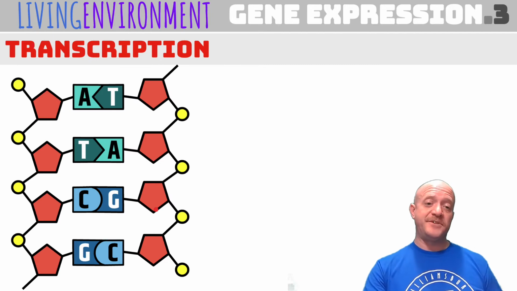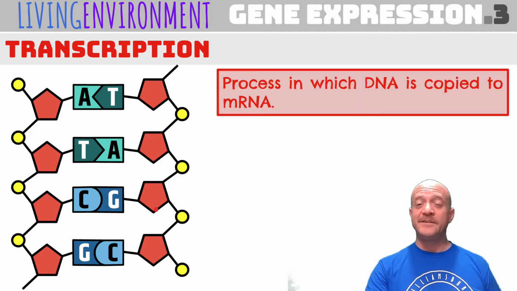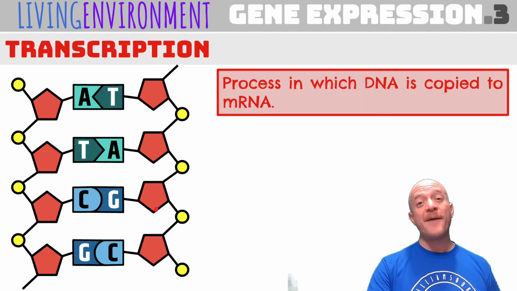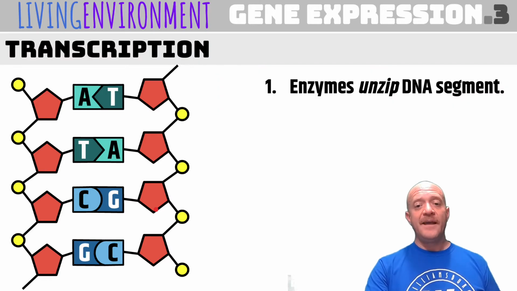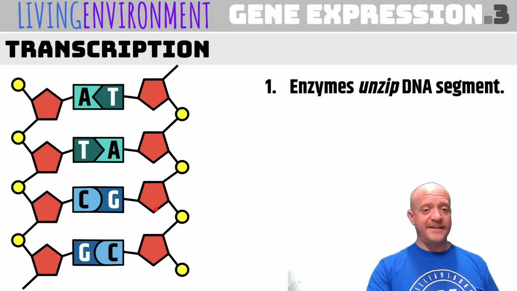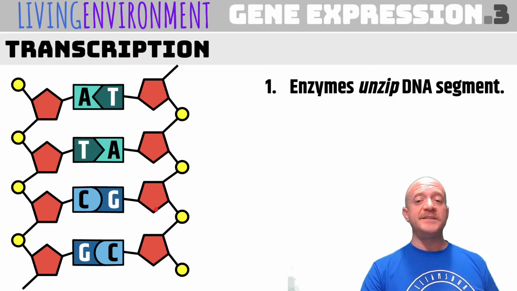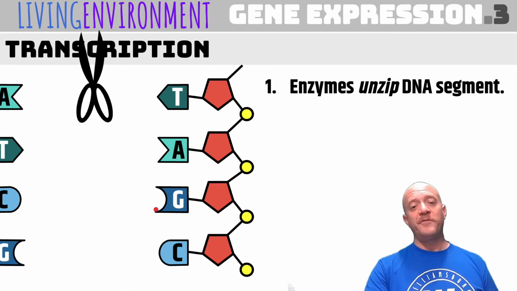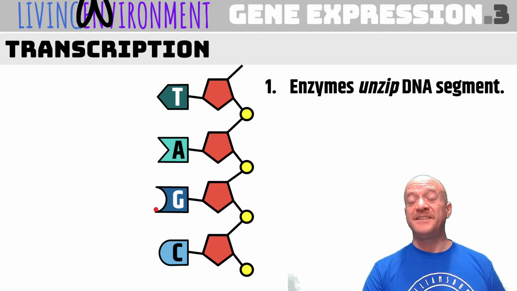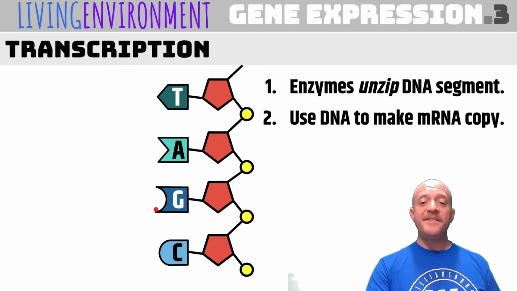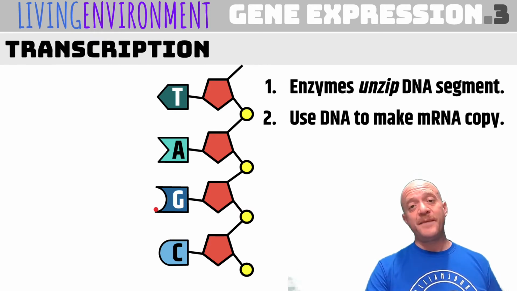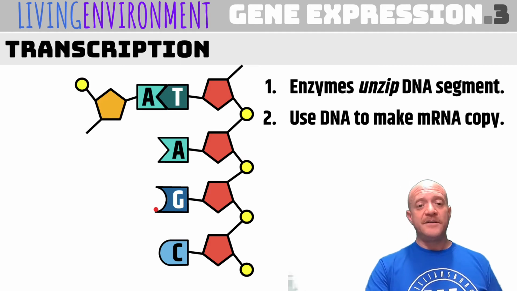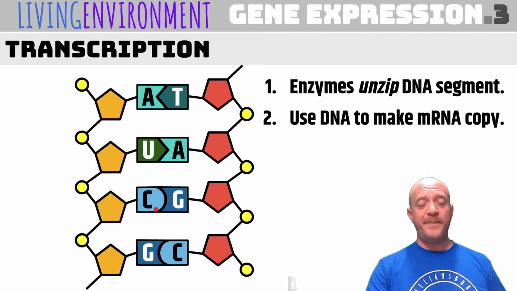This is transcription. Transcription is the process in which DNA is copied to mRNA. And this process looks like this. The enzymes are going to unzip the DNA segment. It's going to cut it open. Remember, enzymes are biological scissors or glue. Then they're going to use the DNA to make an mRNA copy. So they will find base pairs or nucleotides and pair up the RNA.